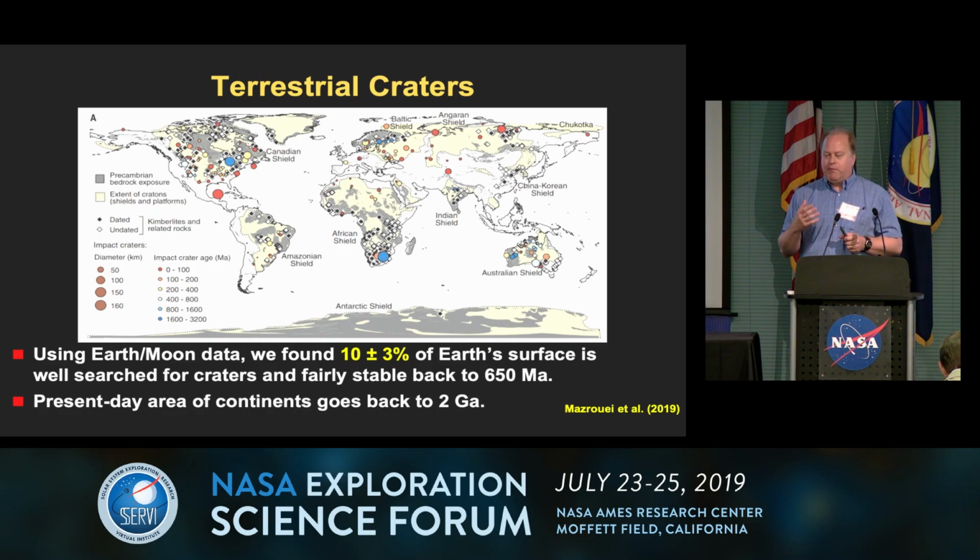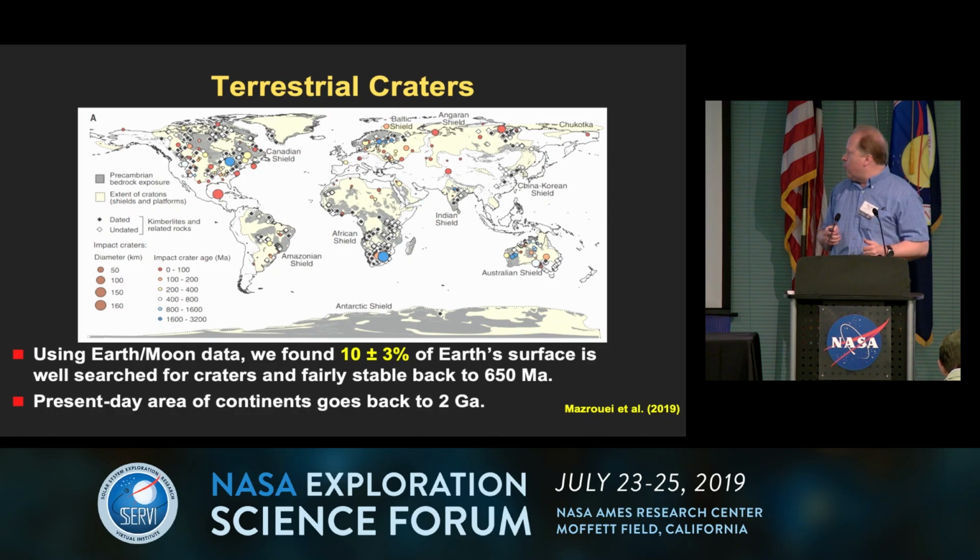It turns out that most of the craters we have on the Earth that are larger than about 20 kilometers are formed on these regions called cratons. They're fairly stable regions. They have undergone relatively little erosion. And where we find craters corresponds to about 10% of the Earth's surface, okay? But what's interesting is that most craters only go back about 650 million years.